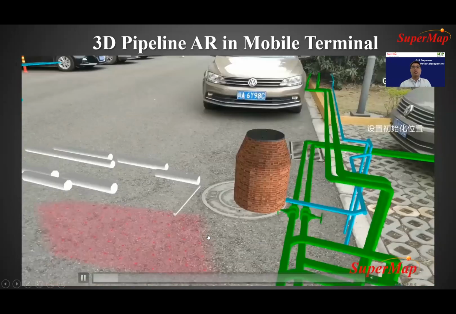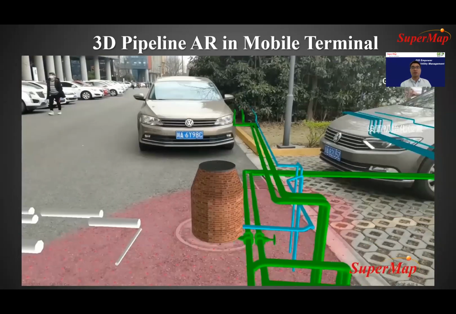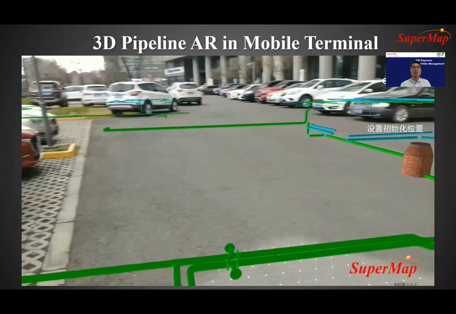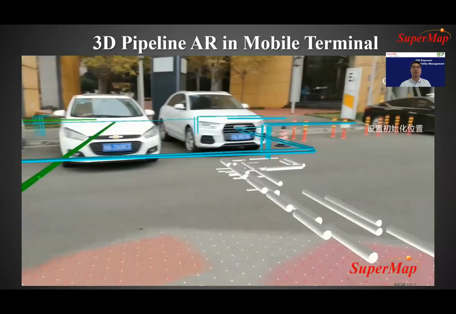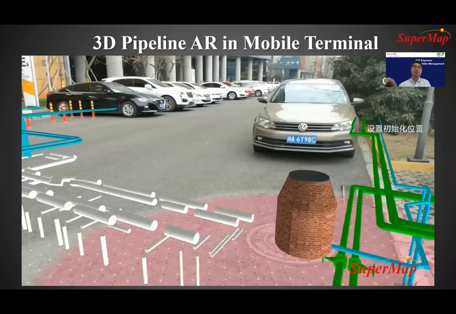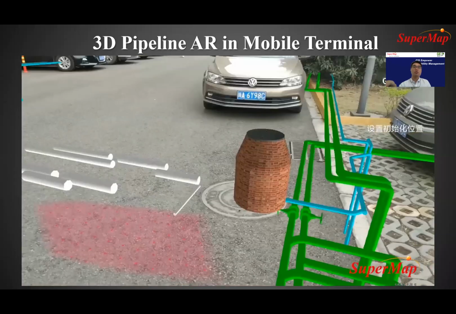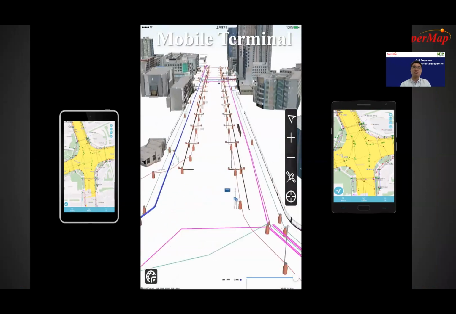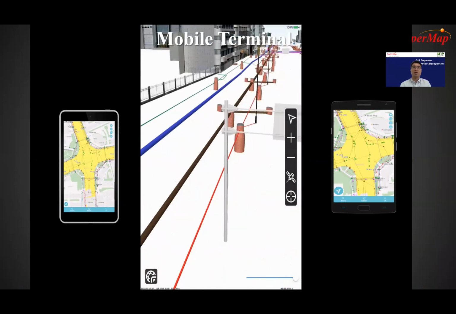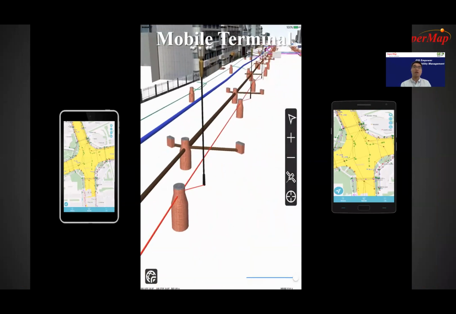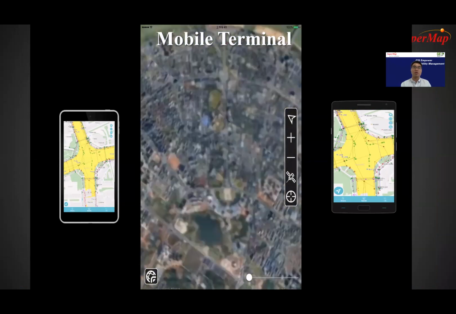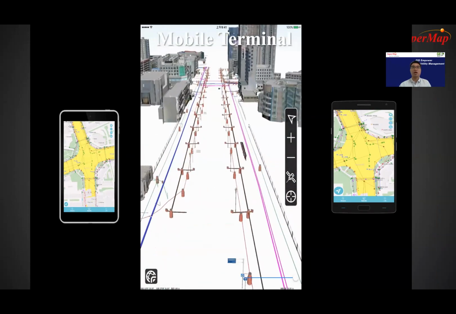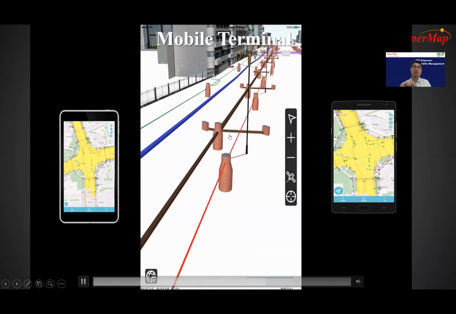Next one. This is another effect to show the integration for the pipeline and 3D scenes. This one is also based on our SuperMap mobile product and uses the AR mode. And also this is the integration effect in the mobile terminal. You can see we can load the 3D pipeline in the city model, and we can also overlay it with satellite image, with the BIM model, or with some model which we build in iDesktop.